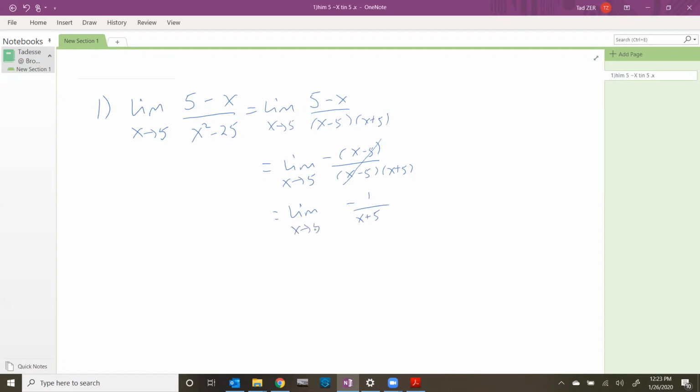Now for this rational function, or rational expression, this is defined at 5, so the limit becomes the value. I can plug in 5, so that will leave me with negative 1 over 10. Very good.